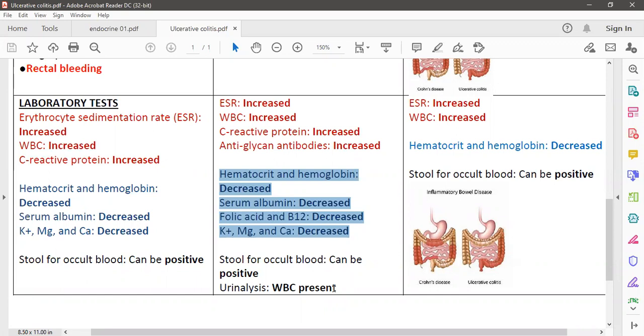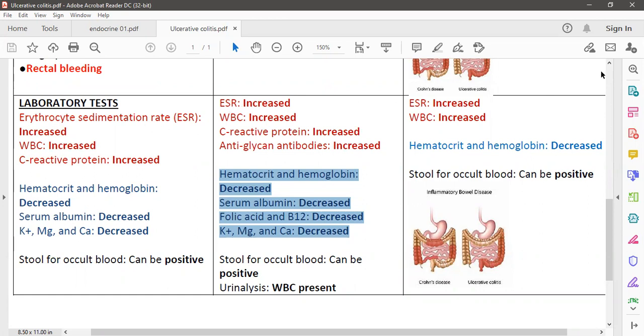So in case of laboratory test, the common findings: decrease in hematocrit, hemoglobin, albumin, but increase in ESR, C-reactive protein, and WBC, right? So they decrease, they increase. I organized it in such a way so that students can remember easily.